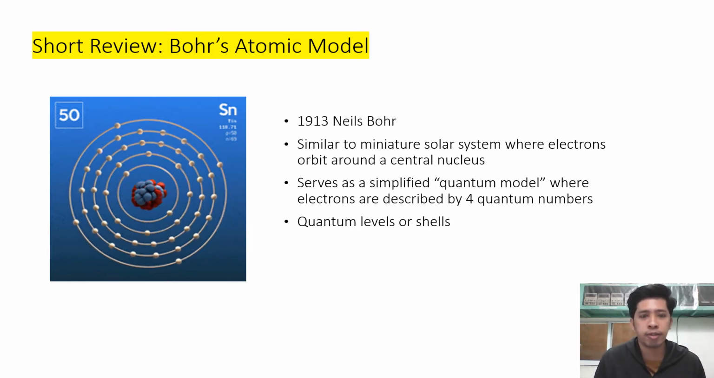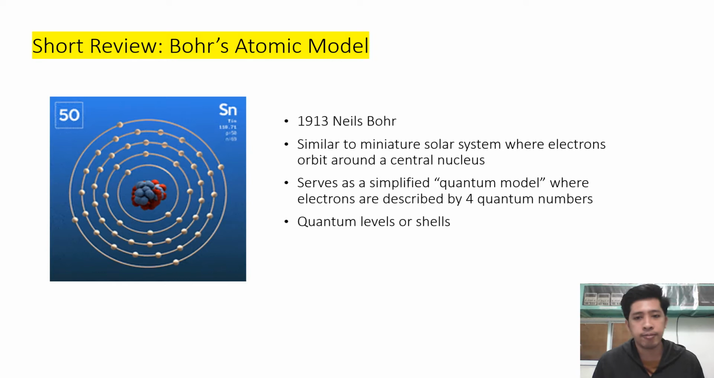I think Bohr's atomic model is the most widely known model of the structure of the atom. This is similar to a miniature solar system where electrons orbit around a central nucleus. It's so common that you can see Bohr's atomic model in many logos of various physics organizations. But as we know, Bohr's atomic model does not actually describe the real picture of atomic structure. But it can serve as a simplified model of the quantum model.